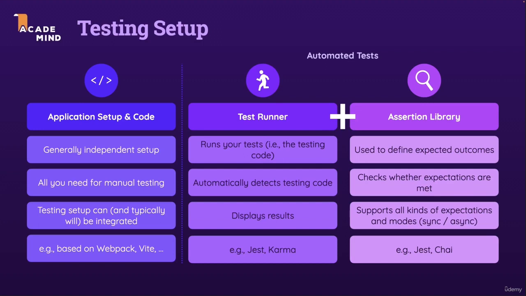And just like Jest, Vitest is both a test runner and an assertion library. So we don't need any other extra setup. We can just use Vitest for both.